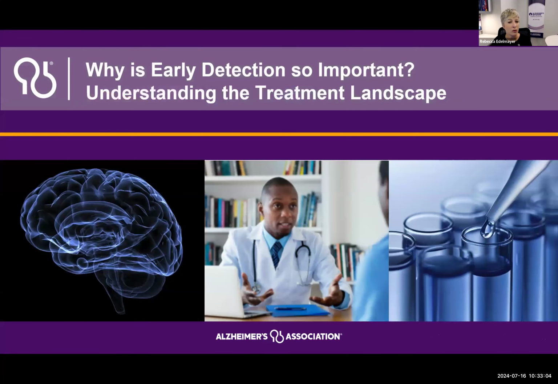So why is early detection so important? Before I leave you today, I want you to understand a little more about the treatment landscape, and something that you will experience at AAIC For All, some presentations on work around the different types of treatments. Treatments could be drug treatments, but also what we might call lifestyle interventions and non-drug treatments. So there are a variety of approaches being tested today.